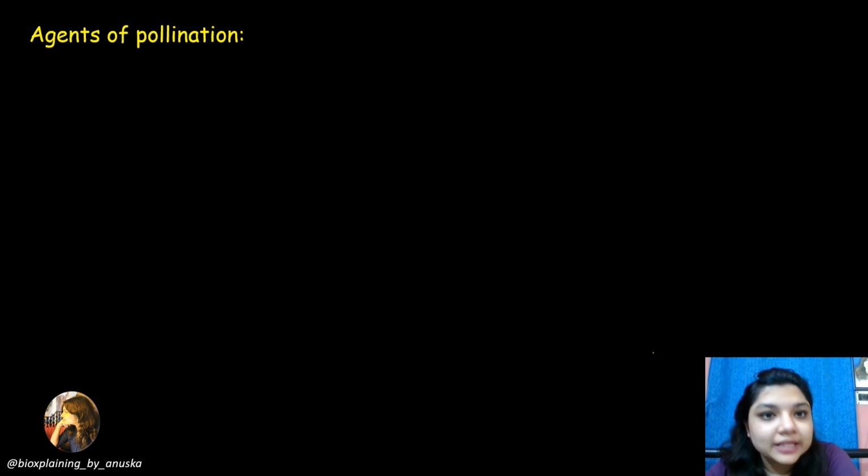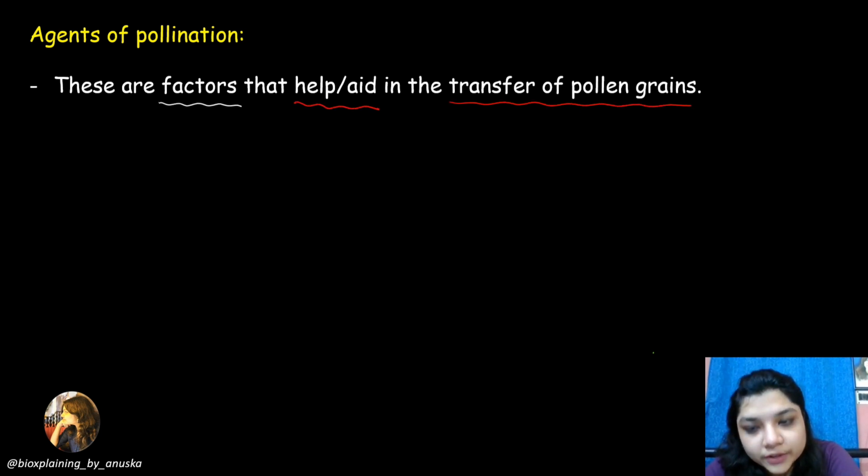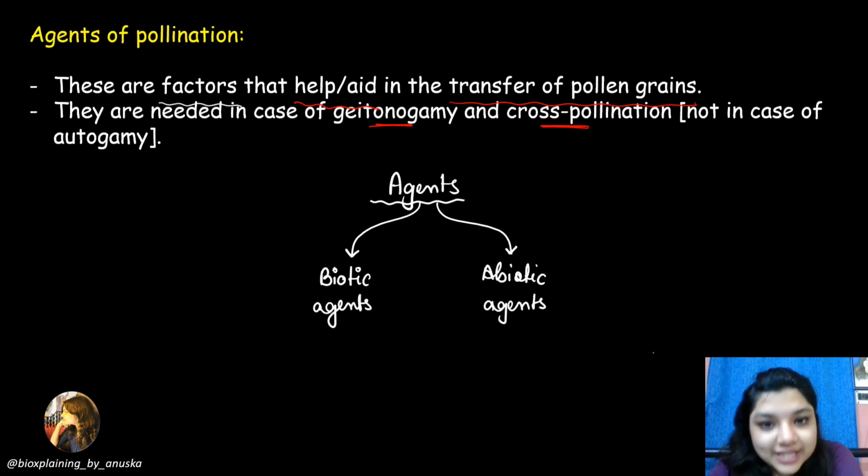So what do we mean by the agents of pollination? These are certain factors that aid or help in the transfer of pollen grains from the anther to the stigma of different flowers. Now, when are they needed? They are needed in the case of geitonogamy and in the case of cross-pollination. Only in the case of autogamy, we do not require any agents of pollination. These agents of pollination can be of two categories: one is the biotic agents, the other abiotic agents.